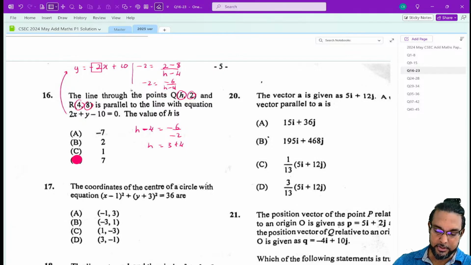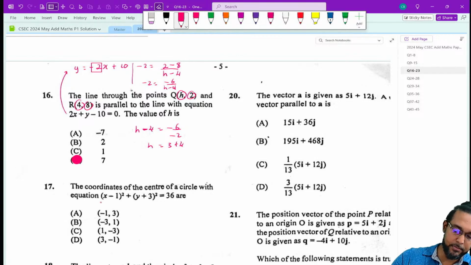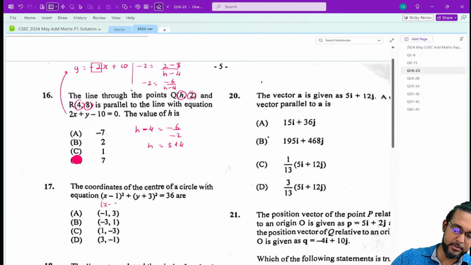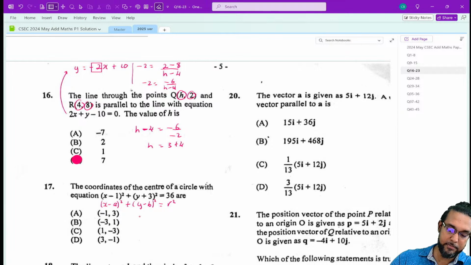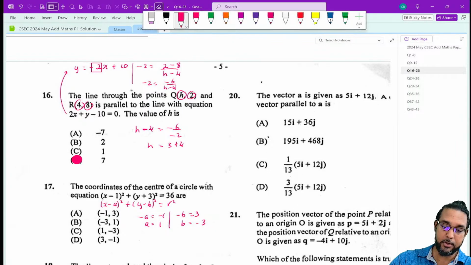The coordinates of the center of a circle with the, okay, cool. So the generic form for the equation of a circle is (x minus a) squared plus (y minus b) squared equals r squared. That's the first equation of a circle you should learn. It's Pythagoras' theorem. Which means if minus a is -1, it simply means a is equal to 1. And if minus b is equal to +3, b is equal to -3. So 1 and -3, that's option C to me.